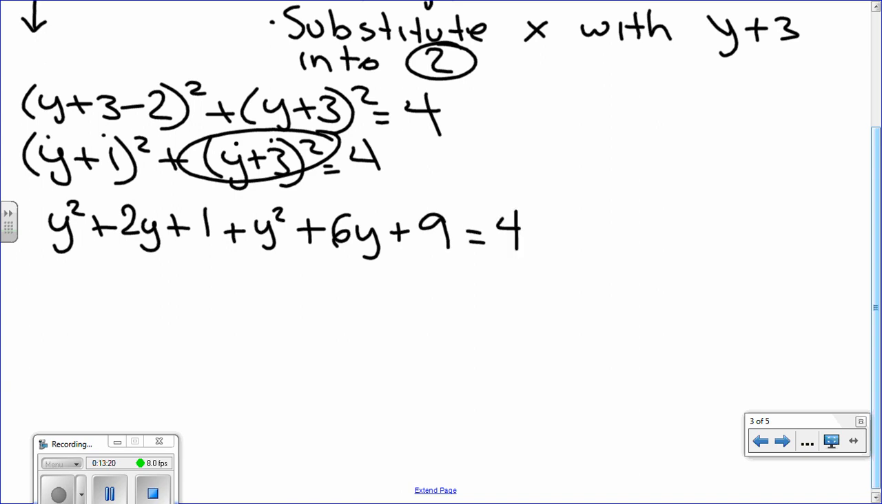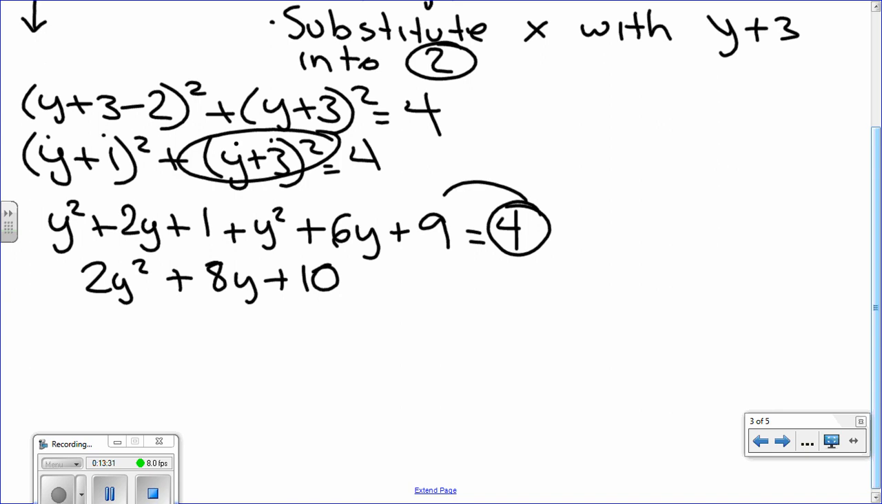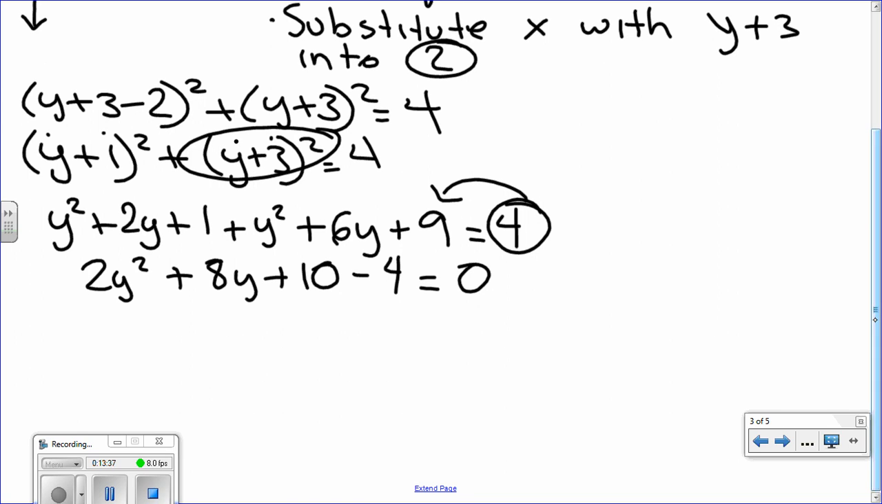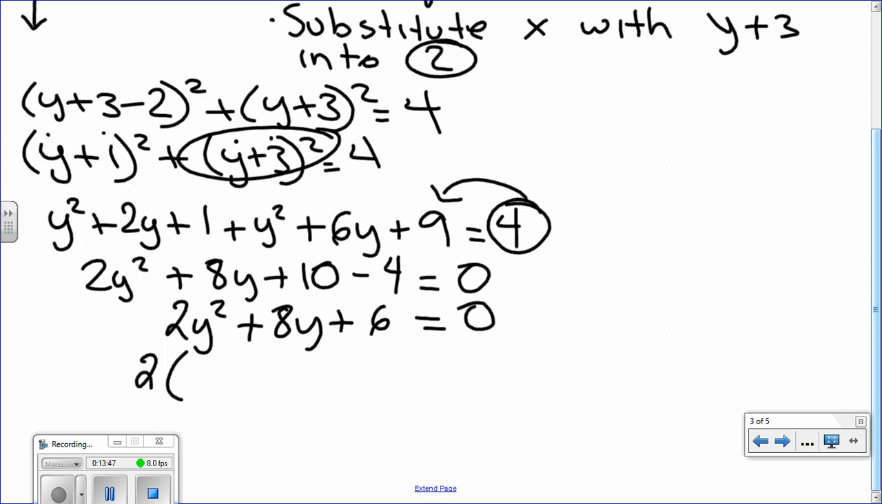And that equals 4. So let's combine like terms first. So 2y squared plus 8y plus 10. And then let's take this positive 4 to the left, so it will be negative 4. And that equals 0. So here we have 2y squared plus 8y plus 6. Then we could factor out a 2 from here.